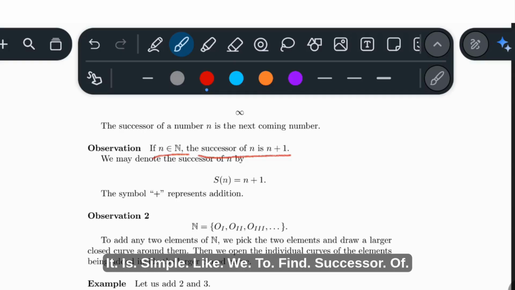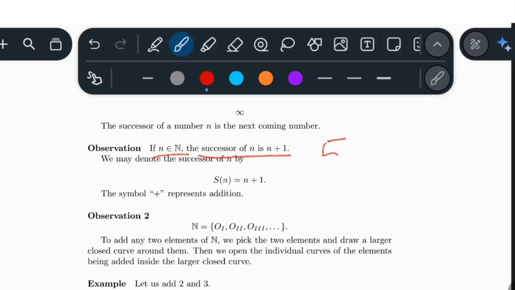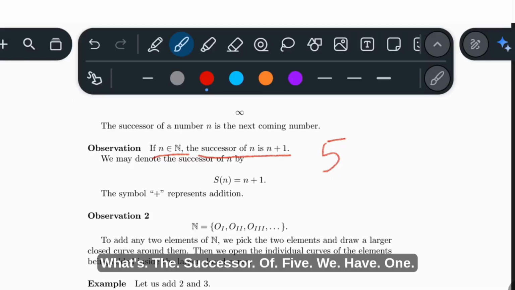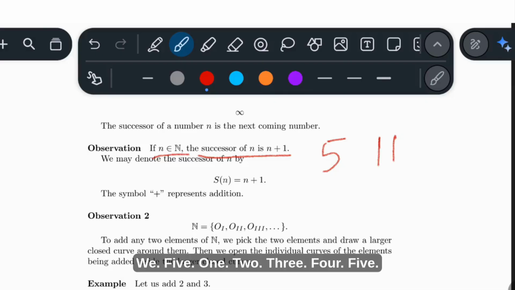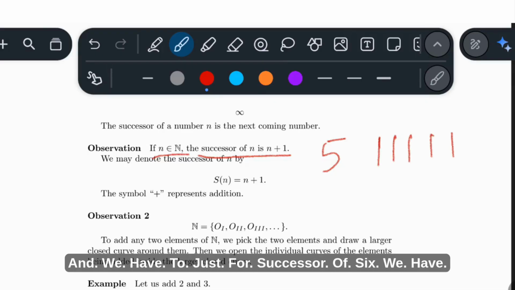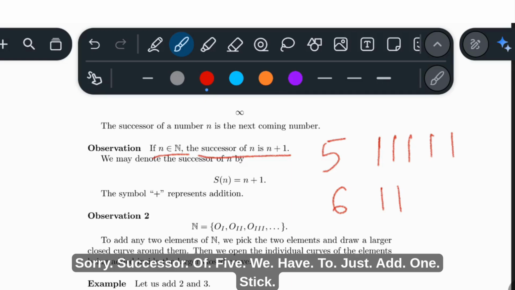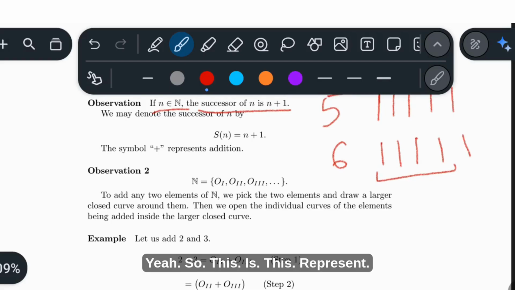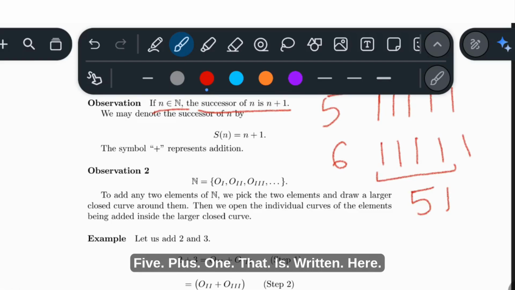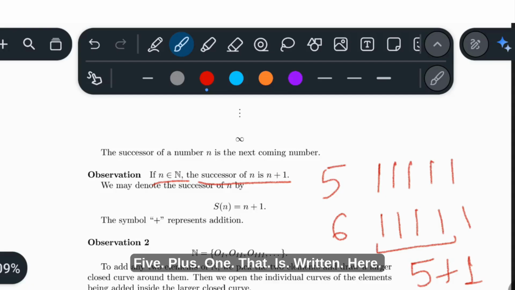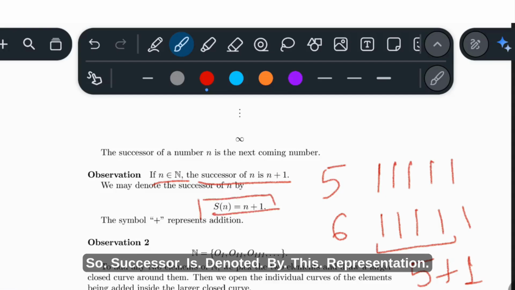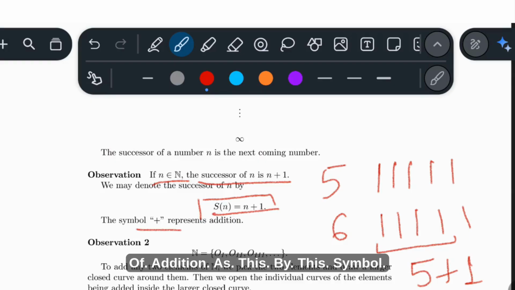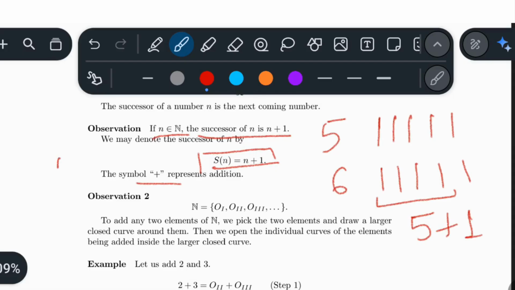Like we have to find the successor of, let's say, 5. What is the successor of 5? We have 5 sticks, 1 2 3 4 5, and for the successor of 5 we just have to add one more stick. So this represents 5 plus 1, which is written here. The successor is denoted by this, and the representation of addition by this symbol.